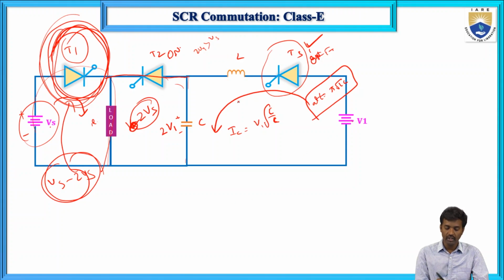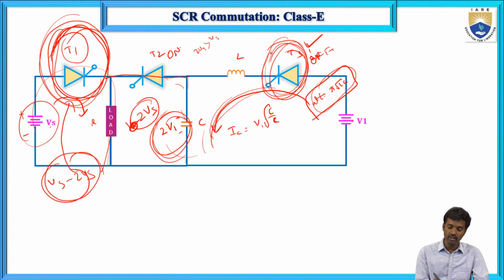So first fire T3 to turn off this one. T3 turn on means here at T equals pi into root LC, current flows in the inductor and capacitor, and the capacitor is charging. That capacitor current equals V into square root of L by C. So it charges up to 2V1. Now this T3 is self-commutated automatically when it is turned on and it is turned off, and this capacitor discharges.